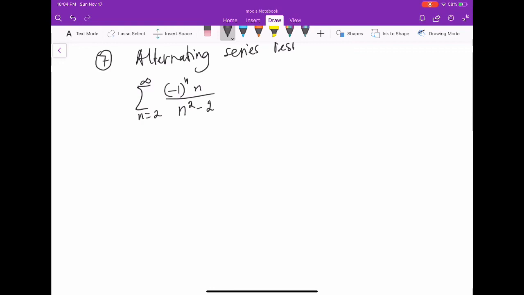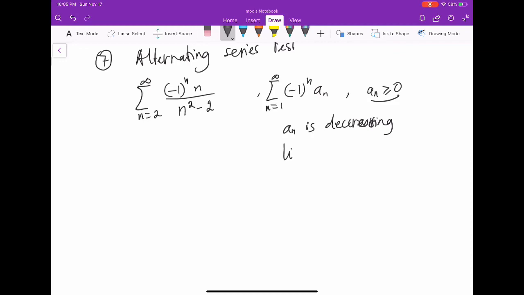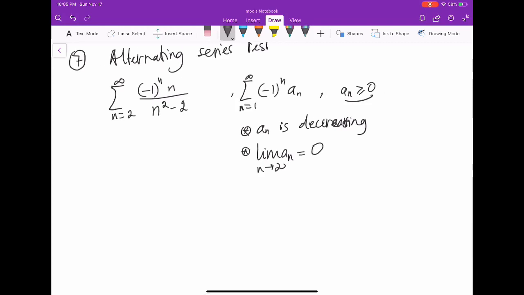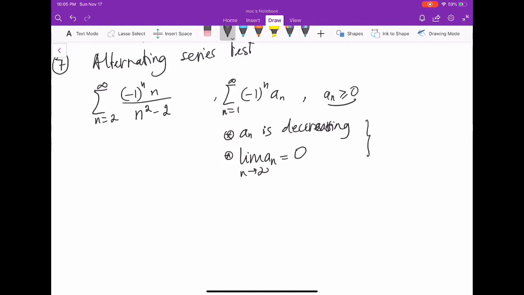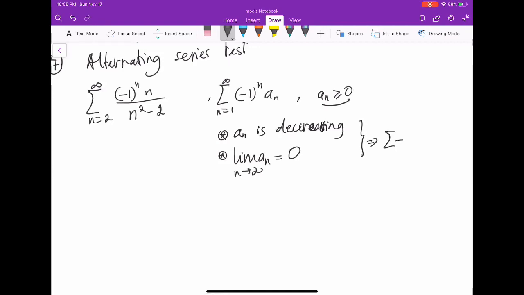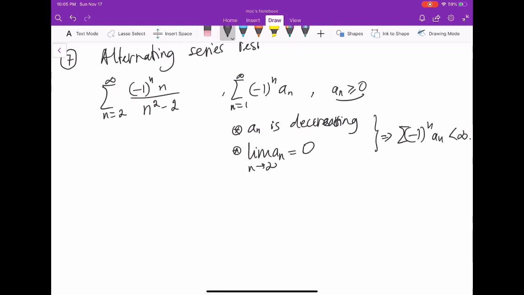So what does the alternating series test say? If you have something like this, or in general, (-1)^n times a_n, starting from 1 or 2, no problem, where a_n is greater than 0. If you have something like that, and a_n is decreasing, and the limit of a_n is equal to 0, so we have two conditions in here. If a_n satisfies these conditions, we conclude that our series converges.